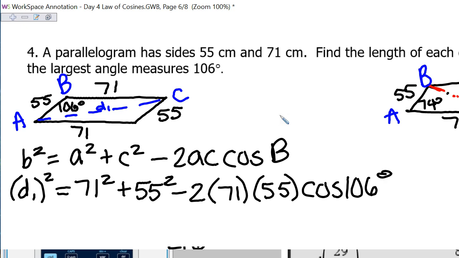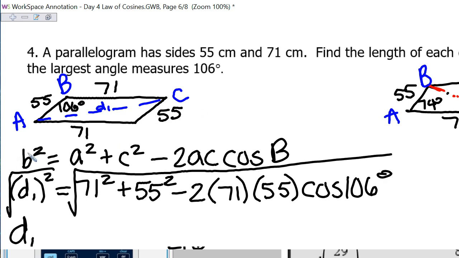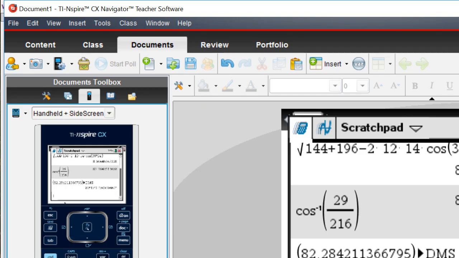106 degrees. To solve for diagonal 1, what is the inverse of squaring? Square root it. So square root all of that, and we will round to the nearest tenth. And once you get that one, I want you to solve for diagonal 2.